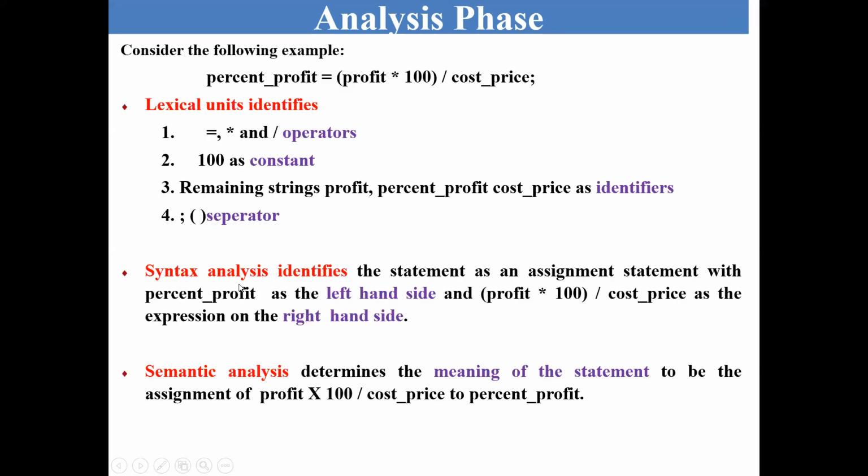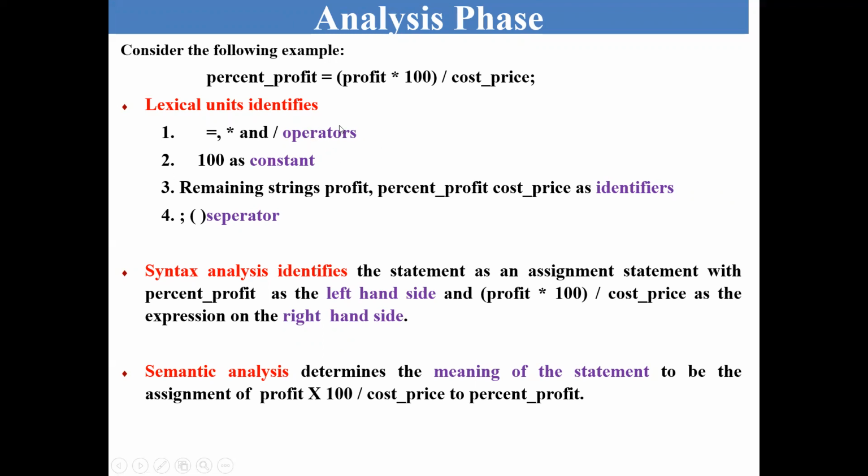Now next, there is one example. By using this example, we can understand what happens in these three types of analysis: percent profit equal to profit into 100 divided by cost price. Apply lexical analysis. What does lexical analysis mean? Scan, and it forms tokens. Here we can see different types of tokens: operators, constants, identifiers and separators. In total, four types are there for token generation.